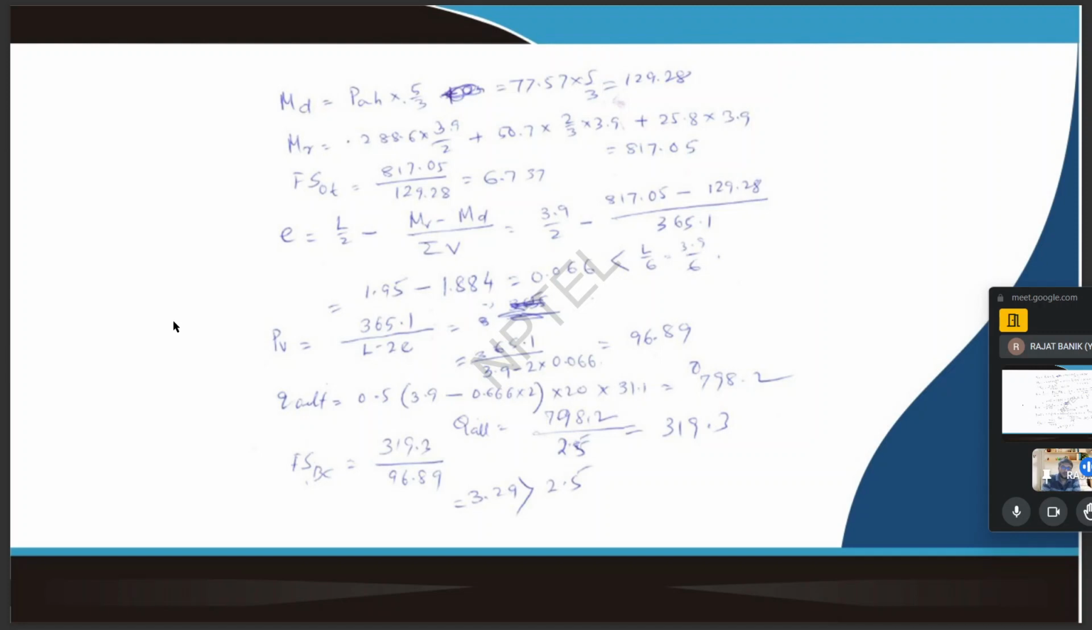After putting all these values in the formula for the factor of safety against bearing capacity failure, we find that it is greater than 2.5. So it is safe. So our design is safe for this real field also.